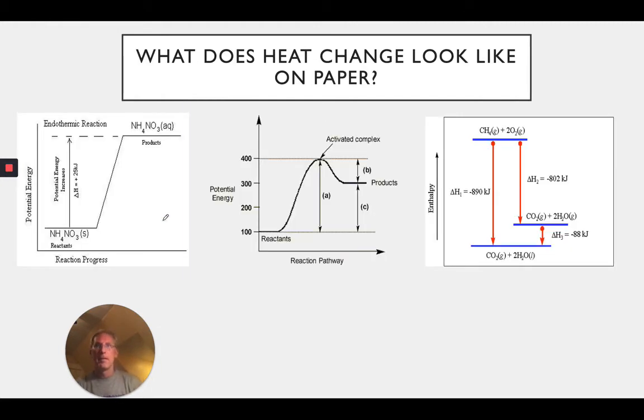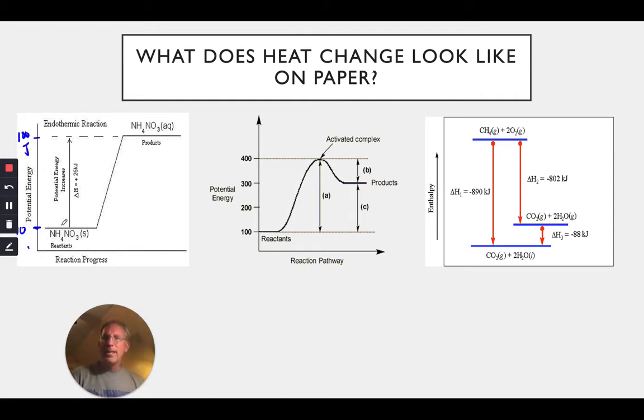Okay. So what does heat change look like on paper? You're going to see these graphed a lot. And so I'm going to start here on the left, and I'm going to say, what kind of heat change does this show? So it's usually easier if I put in some numbers. Let's say I call this 10 joules of energy down here. And up here, I say that this is 100 joules of energy. And I'm totally making this up. Doesn't matter. You could put any numbers in there.